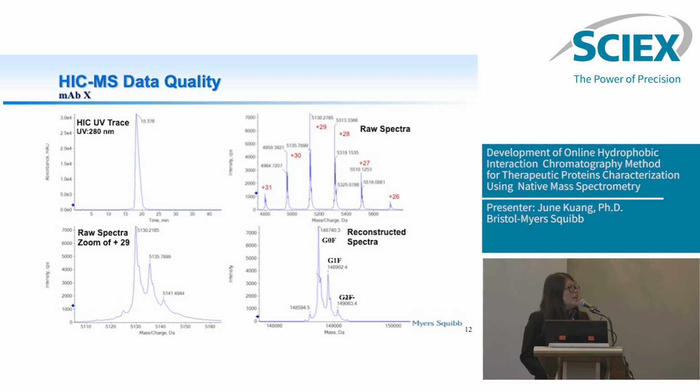This is characteristic of native MS spectra for antibodies that I saw from previous studies. The bottom two panels show the expanded view of charge state 29 and also the deconvoluted spectra. Both reveal the heterogeneity of the glycosylation forms from G0F to G2F.